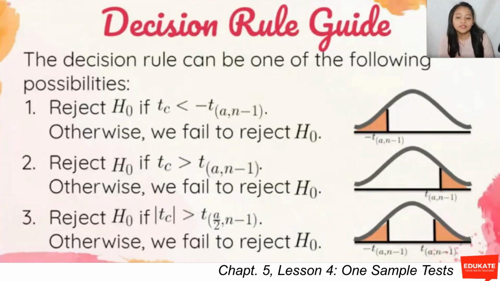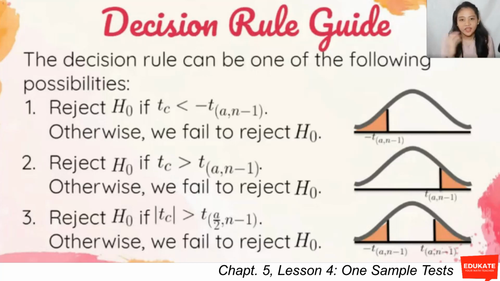The first one is to reject the null hypothesis if the computed test statistic or tc is less than negative t sub alpha, n minus 1, or the negative tabular value of t. So dahil negative tabular value of t yan, we're looking at the left-tailed distribution where your rejection region is on the left. Second one is to reject the null hypothesis if your computed test statistic is greater than the positive tabular value. Kaya positive kasi we're looking on the right naman. So, ang rejection region mo nasa right tail.